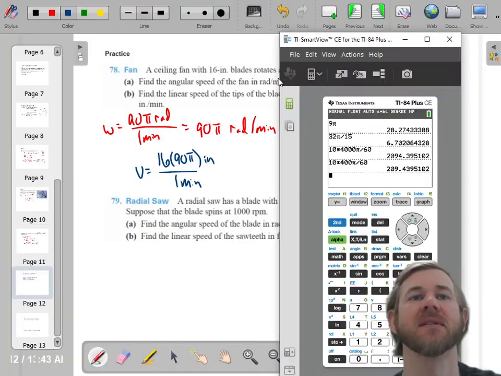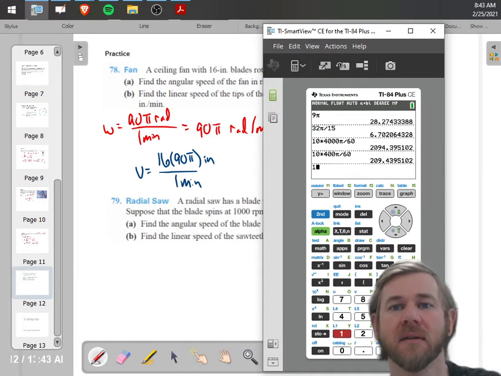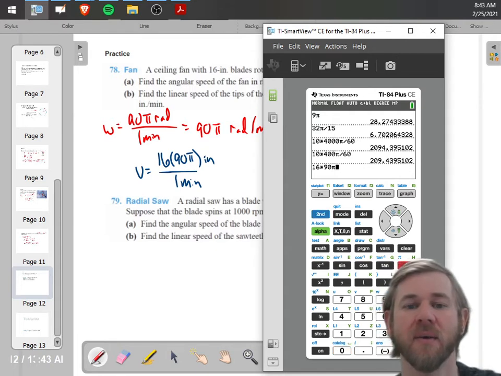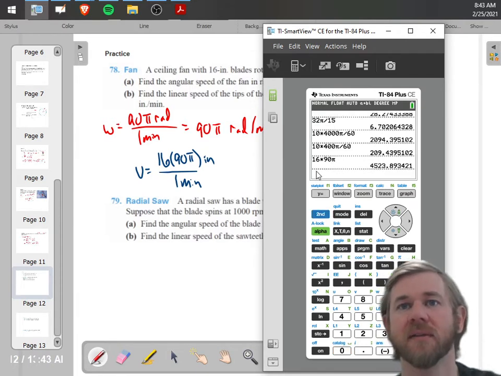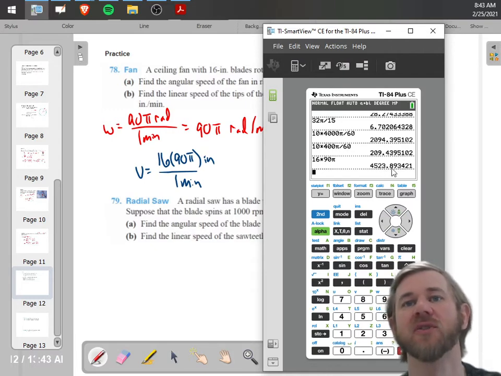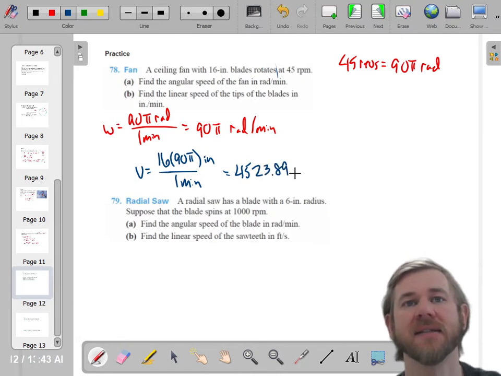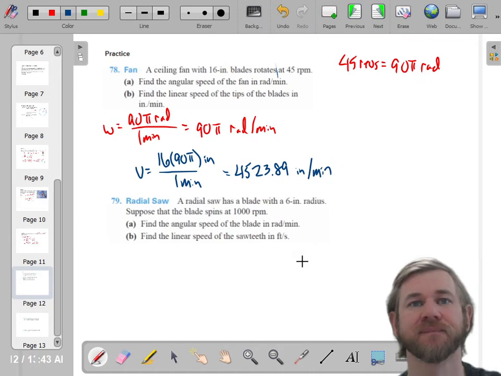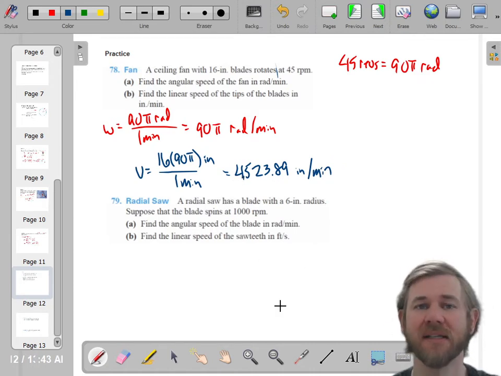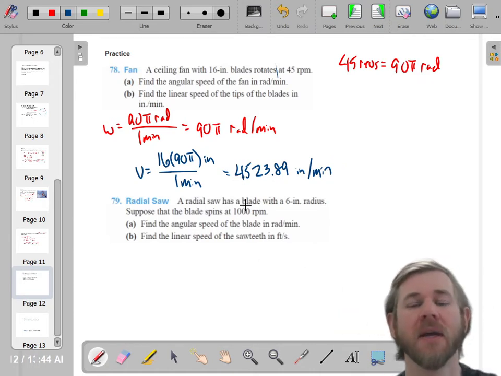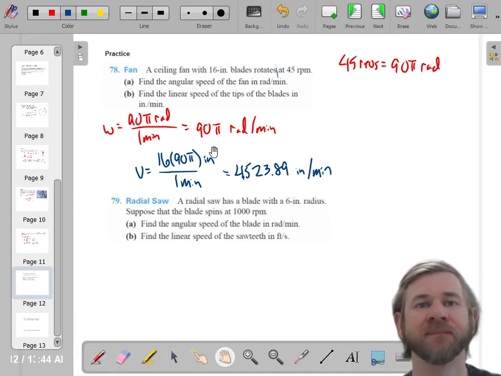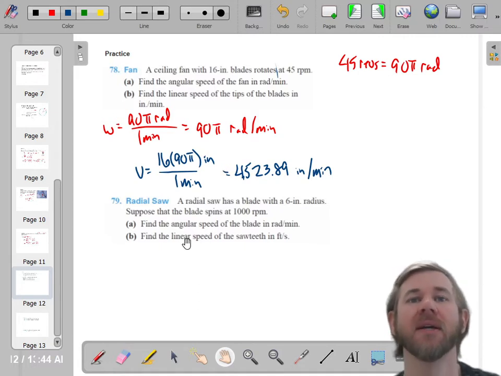So let's see, 16 times 90 pi, and then we're going to divide by, oh, we don't have to divide by anything. It's 1 minute. So 4,523.89, and this is now inches per minute. 4,000 inches a minute. So the ceiling fan is going around quick. The tips of the blades are going at 4,500 inches per minute. So they're moving. Okay, next one, radial assault.